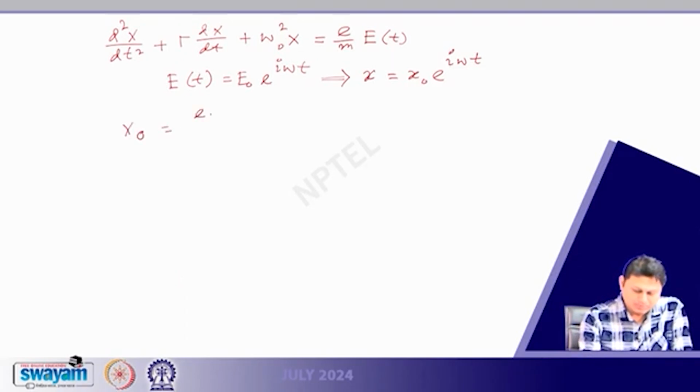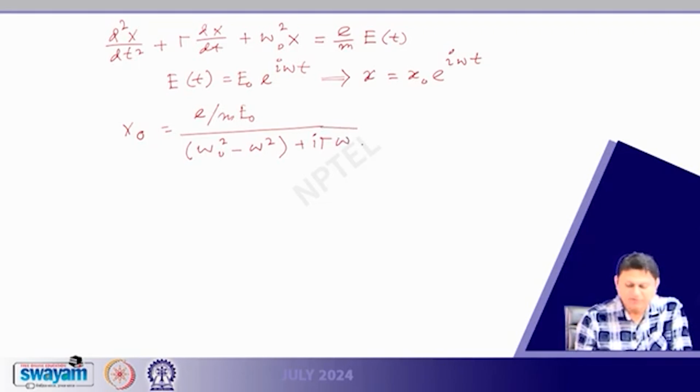x0 is equal to (e/m) E0, whole divided by omega0 squared minus omega squared plus i gamma omega. This is a very straightforward calculation. You just need to put the solution here, the form x equal to x0 e to the power i omega t, and the rest of the thing will come automatically.